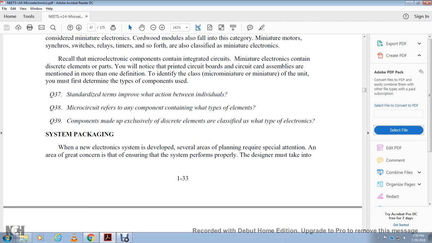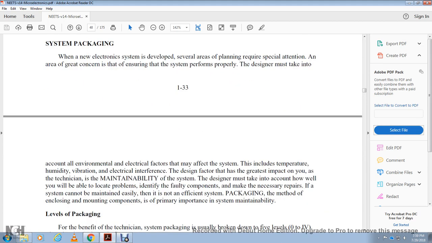System packaging. In the development of a new electronic system, planning requires special attention to the area of packaging, so that the system performs properly. The designer must take into account environmental factors that may affect the system, including temperature, humidity, vibration, and electrical effects. The factor with the greatest impact on you, the technician, is the maintainability of the system. The designer must consider how well you will be able to locate problems, identify the faulty component, and make the necessary repairs. If the system components cannot be maintained easily, then the system is not effective.